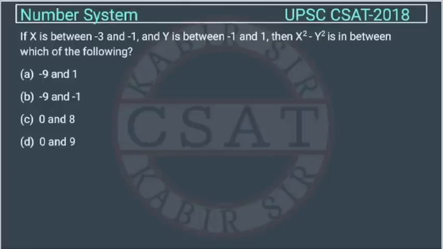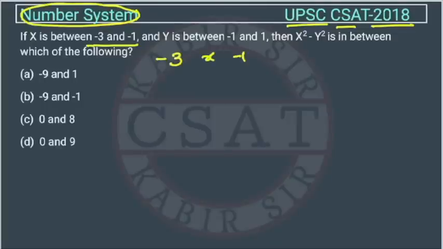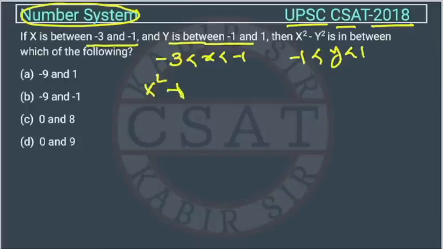This is a question from number system chapter asked by UPSC in CSAT paper of 2018. If x is between minus 3 and minus 1, so x is lying between minus 3 and minus 1, right? And y is between 1 and minus 1, y is lying between 1 and minus 1, then x square minus y square we have to calculate, right? So we have to tell that the value of x square minus y square is between which of the following, right? So we will square this.